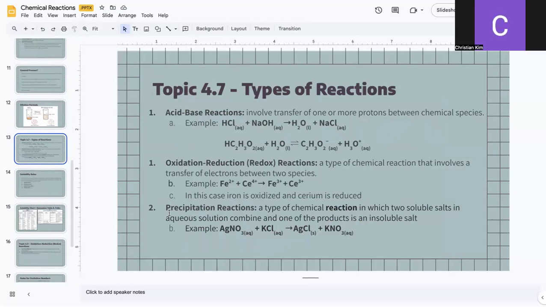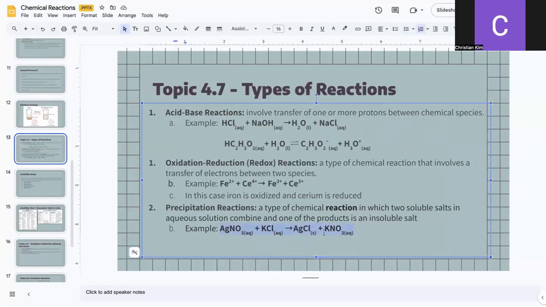So for example, AgNO3 plus KCl goes into AgCl and KNO3. When it comes to precipitation reactions, there's going to be a lot of double replacements. So the Ag swaps out with the K, and you get AgCl, which turns out to be insoluble, so you get a solid. And then you get KNO3, which is aqueous, which is just a salt dissolved in water.